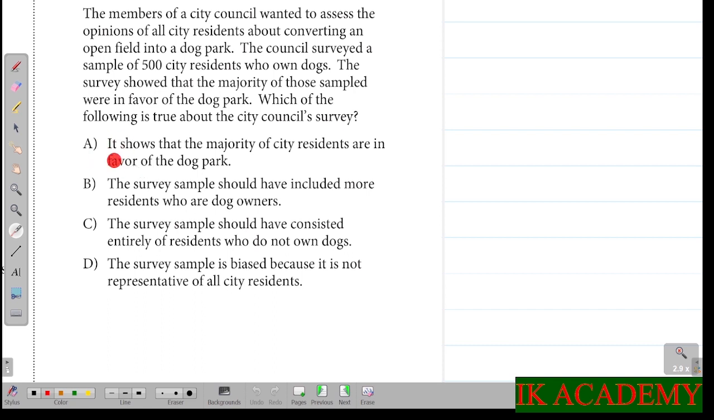So one of the options will be, it shows that the majority of the city residents are in favor of the dog park. The survey sample should have included more residents who are dog owners. The survey sample should have consisted entirely of residents who do not own dogs. The survey sample is biased because it is not representative of all city residents. So option D is the correct answer. Let's move to the next question.